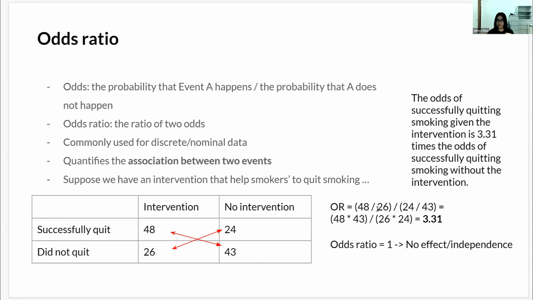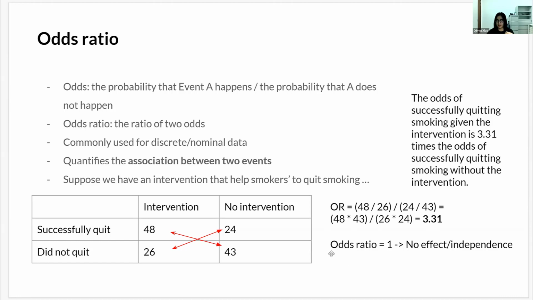So what are the odds for a person to quit smoking when he or she receives the intervention? The odds are 48 over 26. What are the odds of quitting when he or she does not receive the intervention? The odds are 24 over 43. With a bit of transformation, we can see that the odds ratio is just multiplying the two values on one diagonal and dividing by the two values on the other diagonal, and we get an odds ratio of 3.31. This means that the odds of successfully quitting smoking given the intervention are 3.31 times the odds of quitting without the intervention, which suggests that our intervention actually works to some extent.